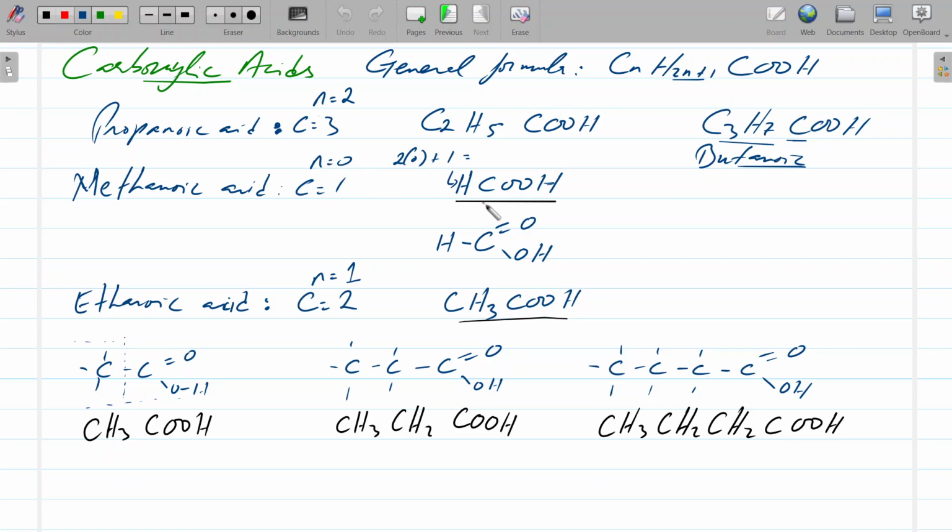And then similarly, interestingly, for methanoic acid, n is 0, because the only carbon it's going to have is the one in the functional group, and so you just have a single hydrogen attached to the functional group. Similarly for ethanoic and butanoic acid, and so these are the structural formulae.